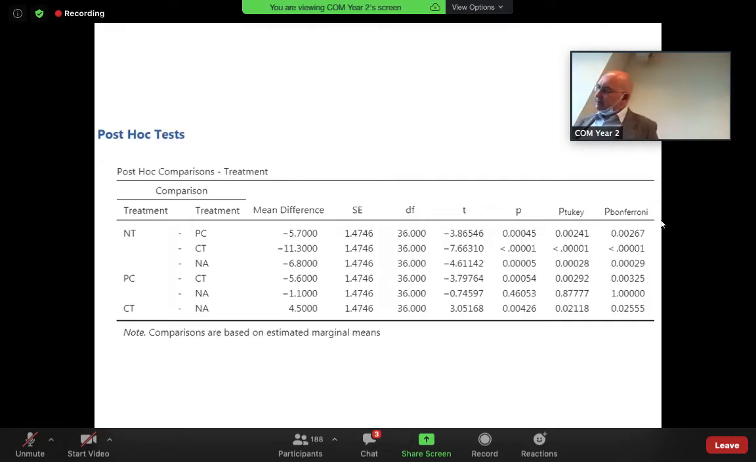The error rate is 5%. Yes, that is our significance level. That's what it means. Alpha is our significance level. It's the probability of making a type 1 error. That is what we use when we do statistical tests.